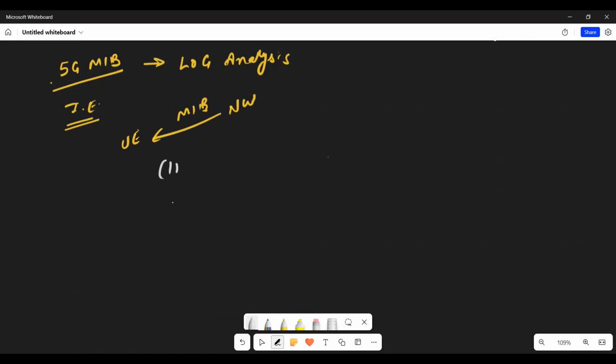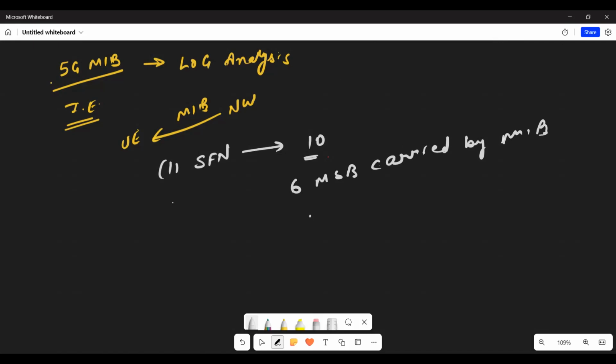Now the very first information element is your system frame number. So the system frame number's total bits are 10, but only the 6 MSB, most significant bits, are carried by this MIB. So how do you determine the remaining 4 bits? The remaining 4 bits will be determined by PBCH transmission.